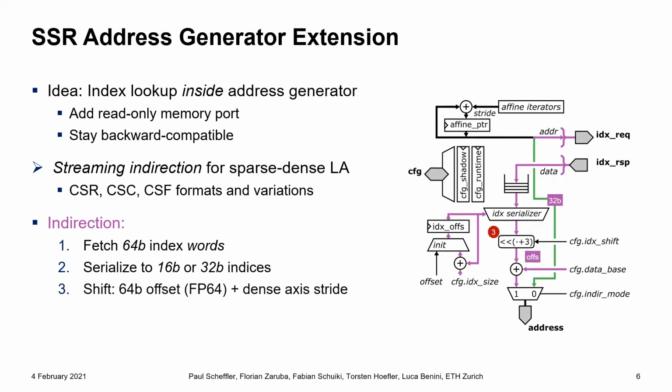Then we take these indices and shift them to offsets for the words we want to use, in our case, double precision floating point values, and add a dense access stride if necessary for our problem. And finally, we convert them to addresses by adding a base address. And now the address is ready for emission. And we can do this in a streaming fashion, so we can continuously emit such addresses as long as indices are available.